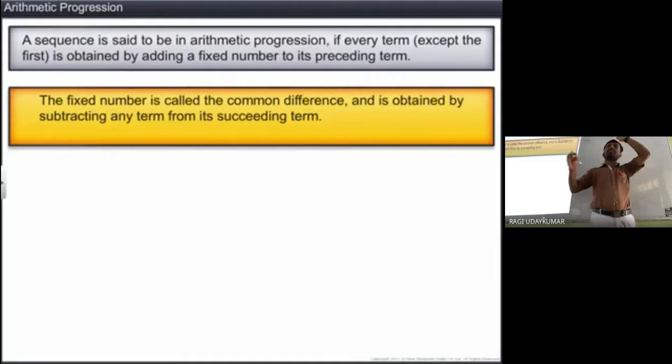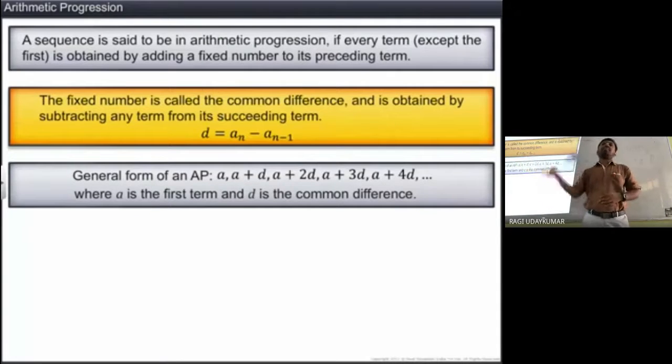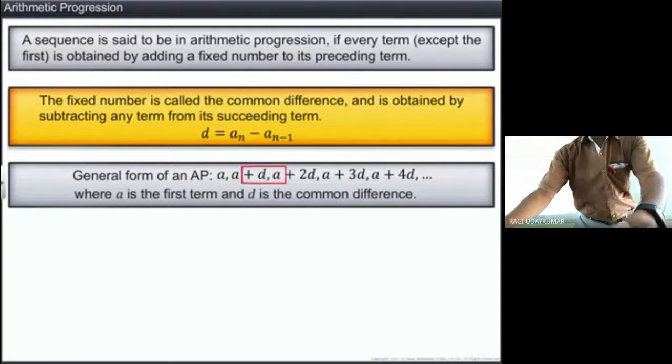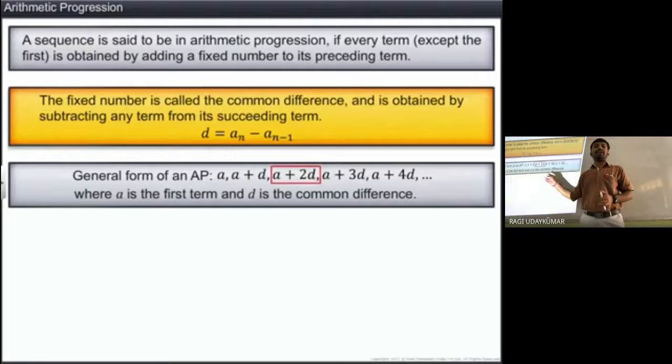The fixed number is called the common difference, and it is obtained by subtracting any term from its succeeding term. That is, the succeeding term is an, and the preceding term is an minus 1. It is denoted by d, and d is an minus an minus 1. The general form of the arithmetic progression, as you already know, is a, a plus d, a plus 2d, a plus 3d, a plus 4d, and so on, where a is called the first term and d is called the common difference.